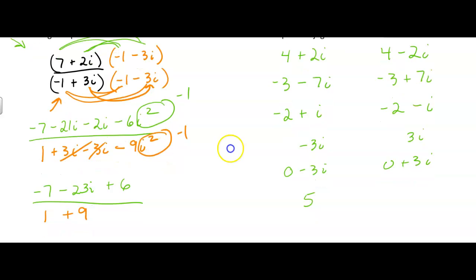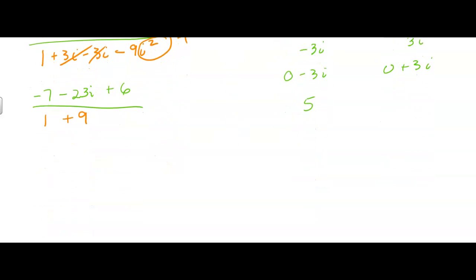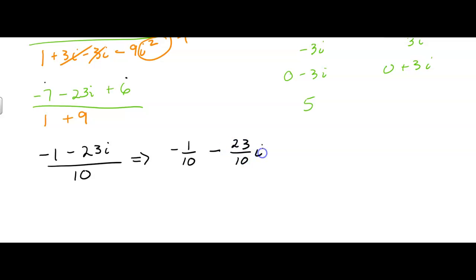Okay? All right, now that is not in a plus bi form, but let me keep going. The negative 7 and the 6, that's negative 1 minus 23i. 1 plus 9 is 10. Okay, that still isn't in a plus bi form, but here's how we change it. Negative 1 over 10 minus 23 over 10 i.